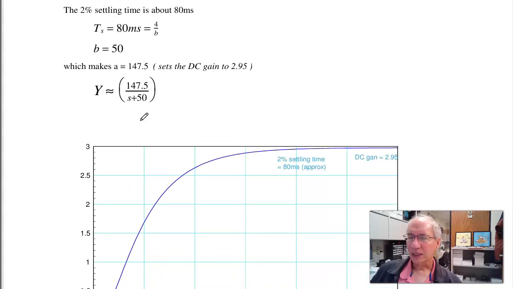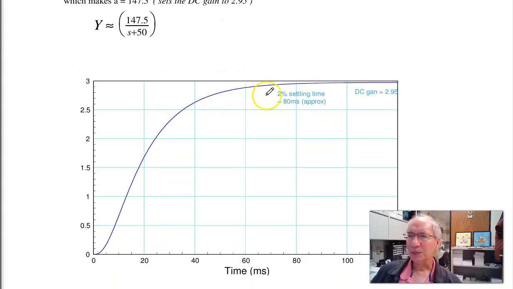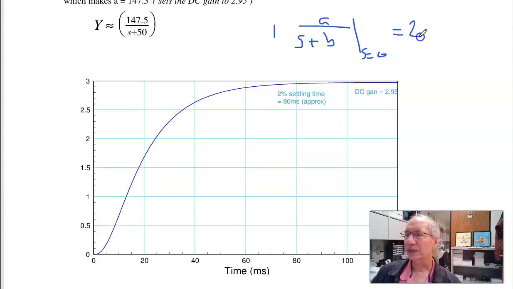Problem 3 is the Jeopardy question. Here's the step response. What's the system? Well, I know right away this is a first order system, pretty much. There's no oscillation, so I know it's something like A over s plus B. I need to pull two pieces of information off the graph. One of them is the DC gain. As s goes to 0, the DC gain is 2.95, about.